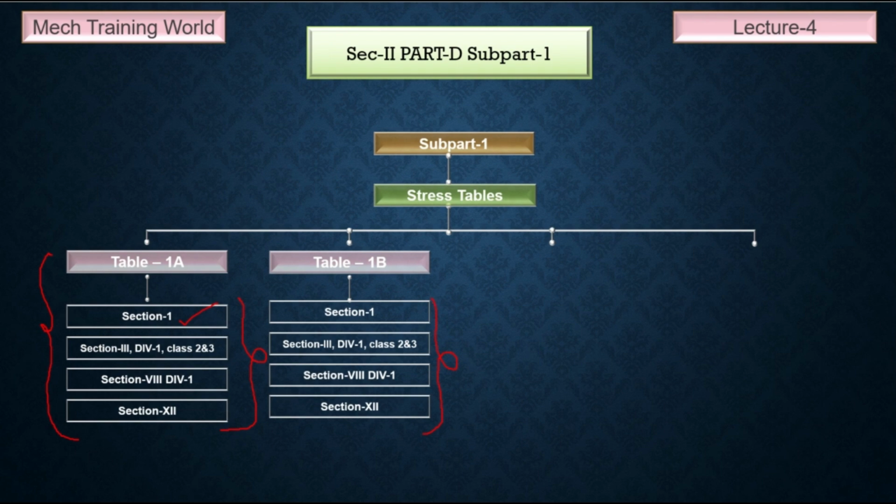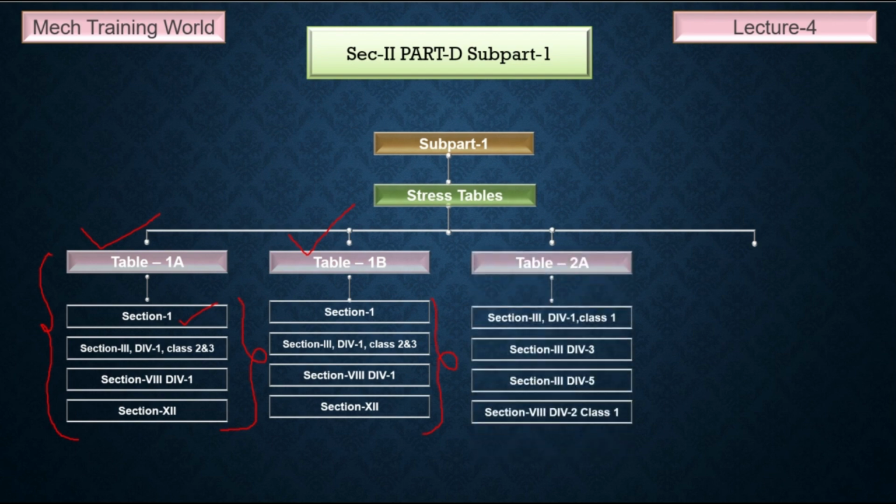No need to remember everything, guys. If you are working in Section 8 Division 1, you will remember that it is Table 1A and Table 1B itself. So you don't need to remember all this stuff. It is in the good-to-know category.